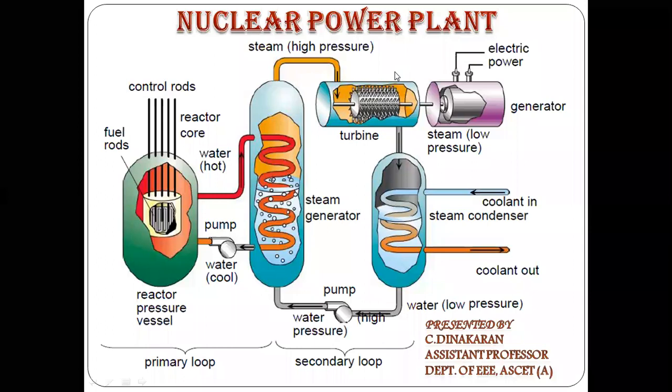Today I am going to discuss the nuclear power plant. Another name for the nuclear power plant is atomic power plant. In the nuclear power plant, the working principle is similar to the thermal power plant. Instead of a boiler, a nuclear reactor and a heat exchanger are used. The remaining working principle is all similar to the thermal power plant.